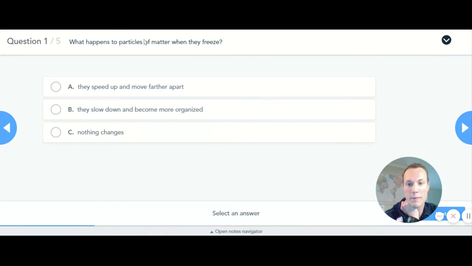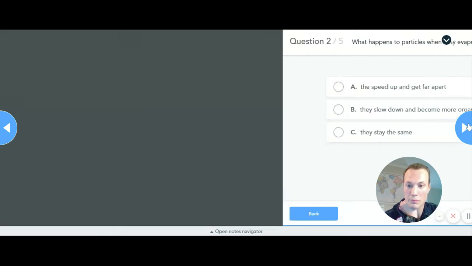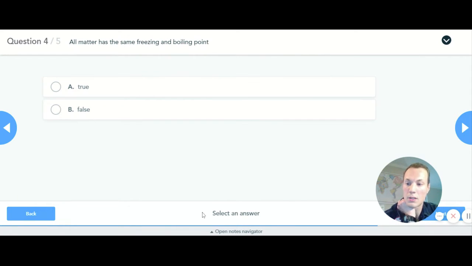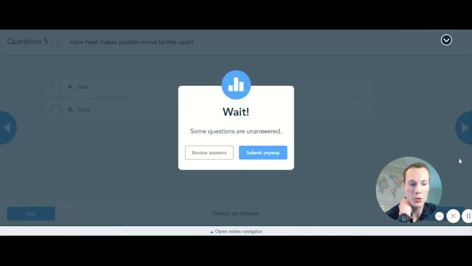What happens to particles of matter when they freeze? So you can pick your answer. They speed up and move farther apart. They slow down and become more organized. Nothing changes. So you pick your answer. Next. Again, next. So you go through your questions. If you have any questions reading, ask an adult, ask your brother and sister, whoever might be able to help you out.